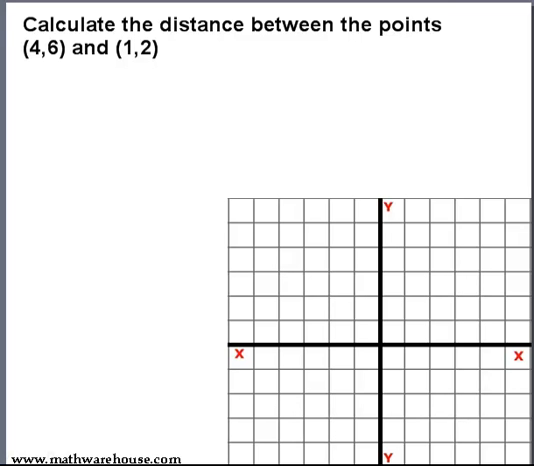Calculate the distance between 2 points. The goal of this tutorial is to be able to answer questions like the one on the screen. Calculate the distance between the points (4, 6) and (1, 2).